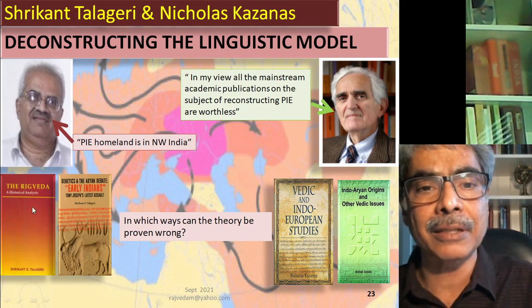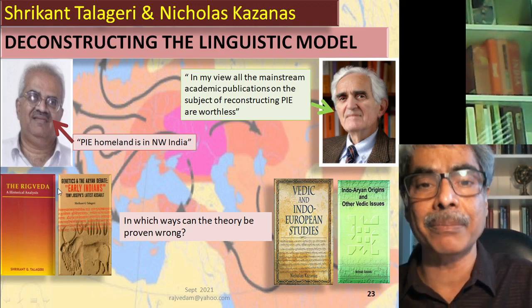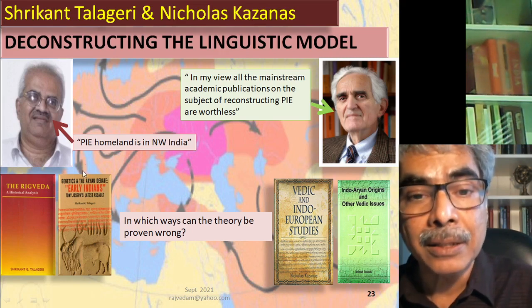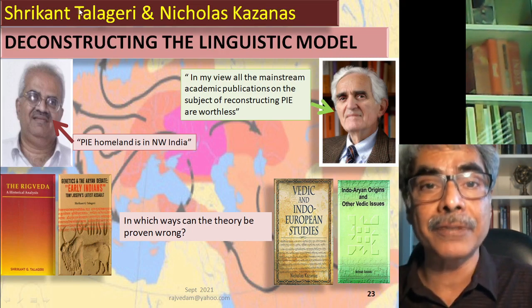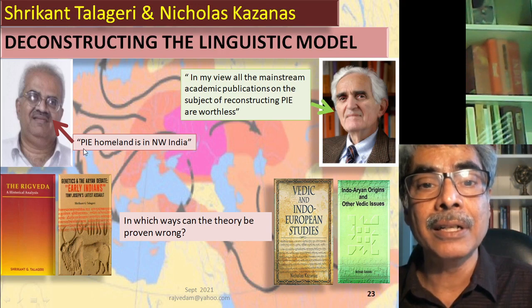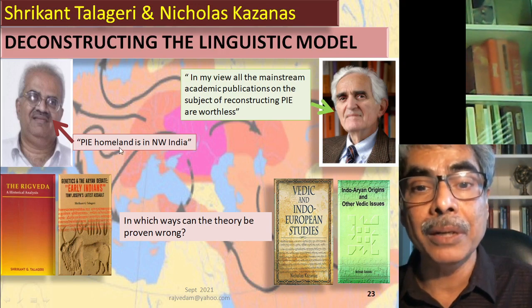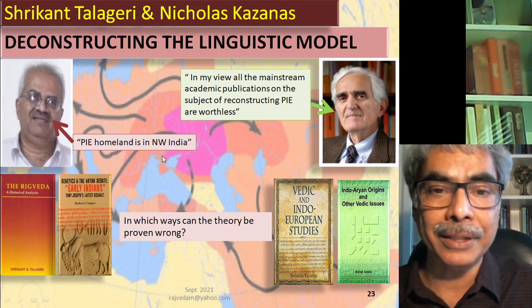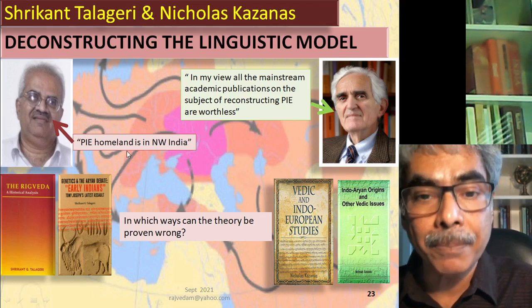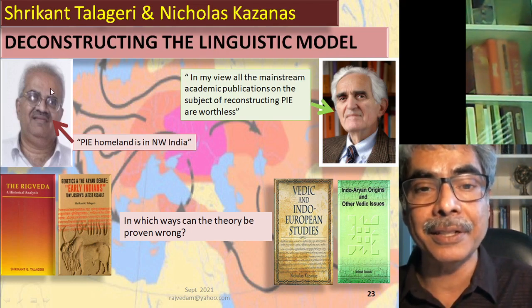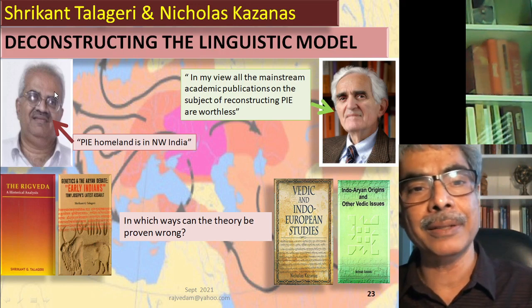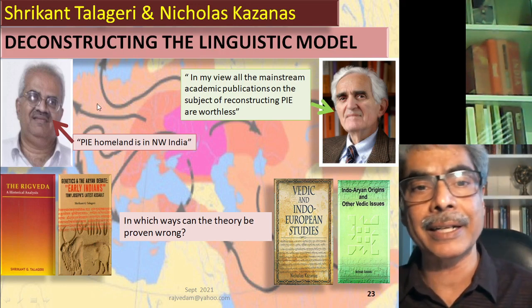Additionally, there are his talks on YouTube and several papers that one can read. The central thesis of Srikant Thalagiri's work is that the PIE homeland should be in Northwest India. He says if you place the homeland in Central Asia, everything about it is wrong. Nothing fits the reality correctly.